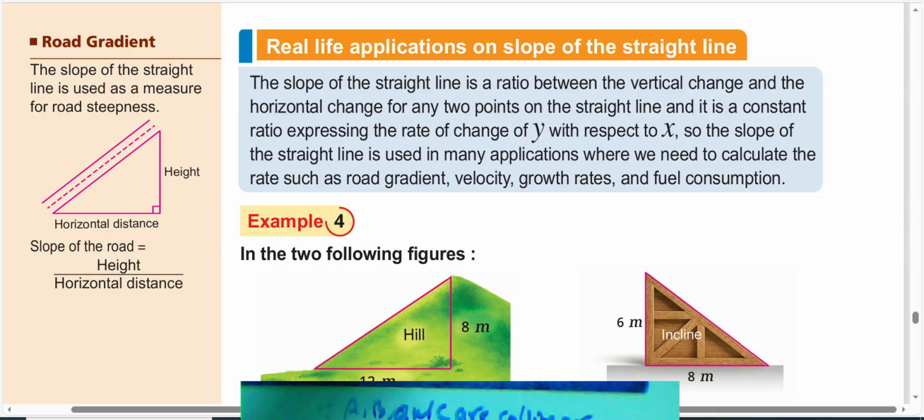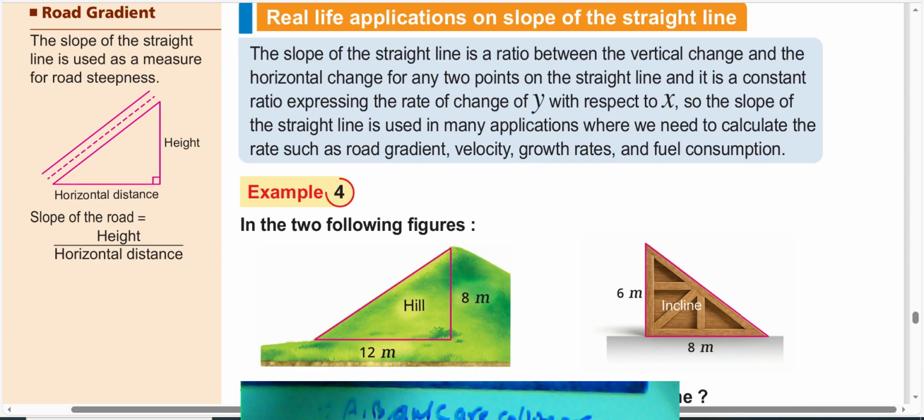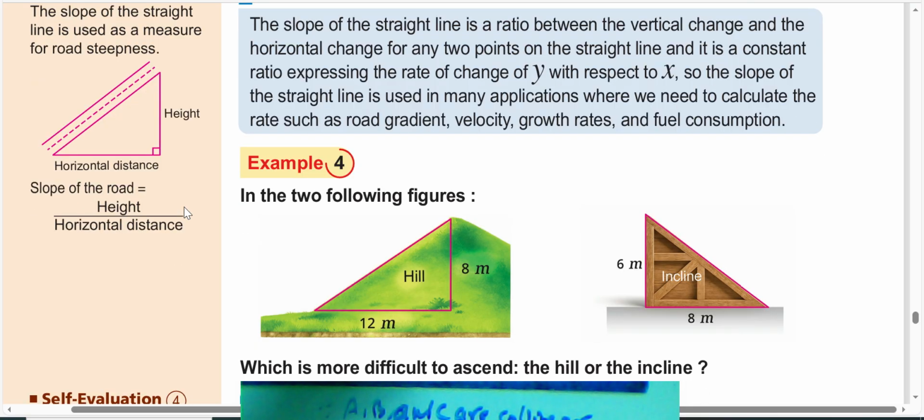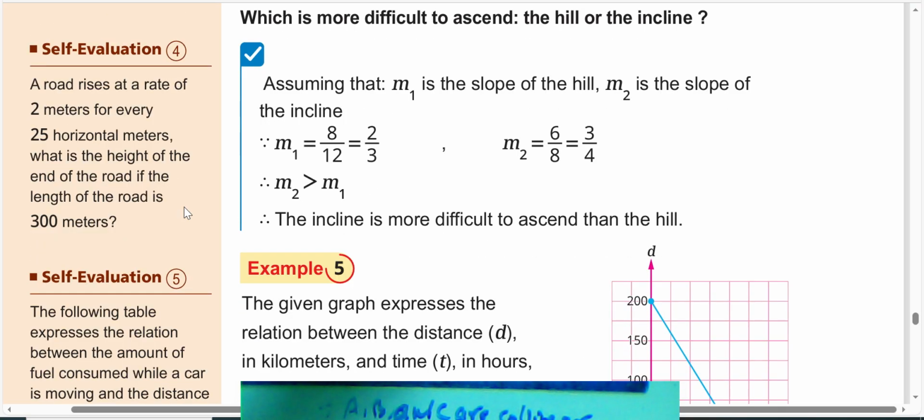Real life application on the slope of the straight line. We can find the ratio between the height and the horizontal, like 6 over 8 and here 8 over 12. Height divided by horizontal distance. Slope of the road is height over horizontal distance. Okay? Self-evaluation number 4.